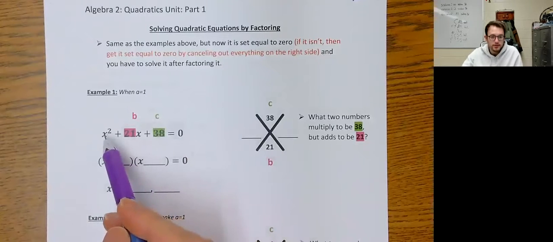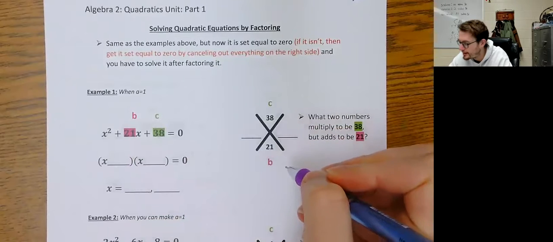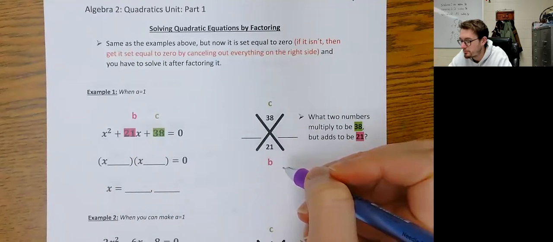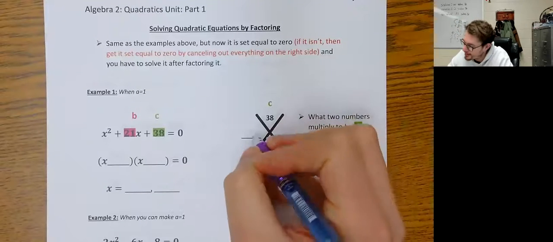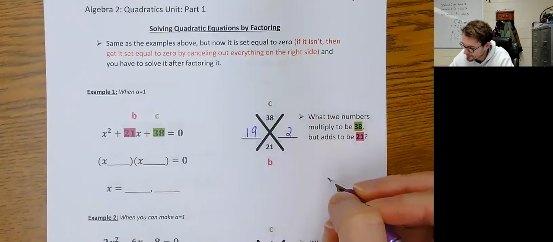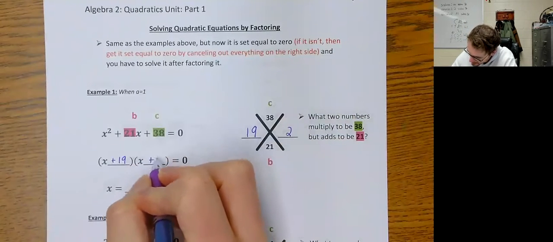Okay, so factoring, right? A is equal to 1. So last video, so what multiplies to 38 and adds to 21? 38, 6, not 16. 16 and 2, no. Oh, 19 and 2. Positive 19, positive 2. All right, so we get plus 19, plus 2.